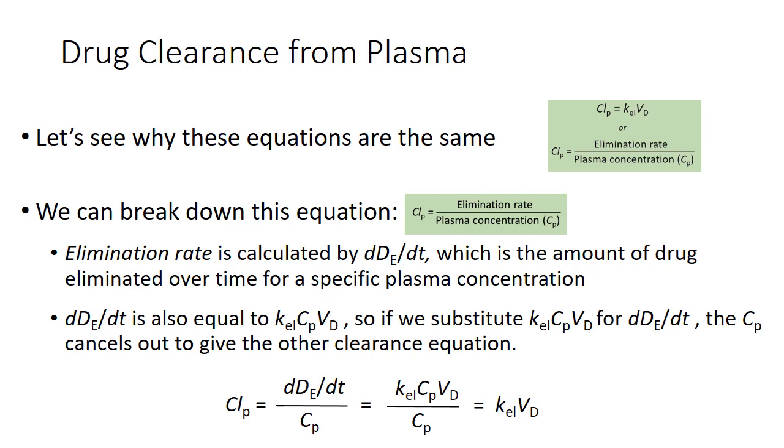What happens then is the CP would cancel out to give the other clearance equation. Clearance plasma equals dE over dt divided by plasma concentration, equals KEL times CP times VD over CP. That equals the KEL times the volume of distribution. Again, you don't have to know how we got to that point. I think the most important thing to understand is that clearance is made up of the elimination rate constant and the volume of distribution.